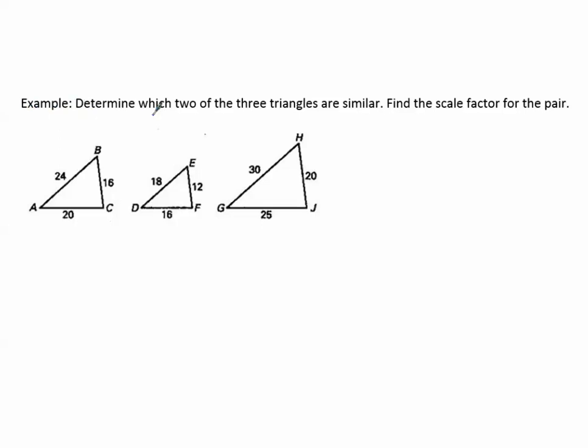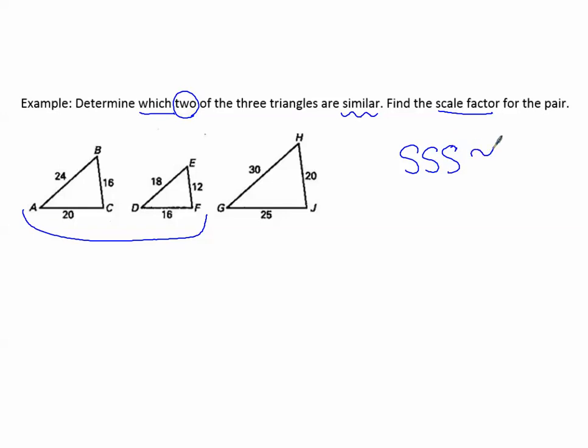Example: determine which two of the three triangles are similar. Find the scale factor for the pair. So we're just going to have to try and see what happens. Let's start by comparing the first two triangles. Notice that all I'm given are sides. So I'm going to be using the SSS similarity theorem.